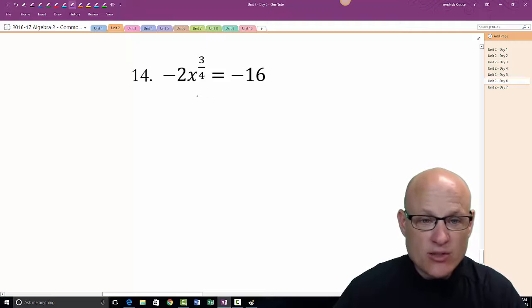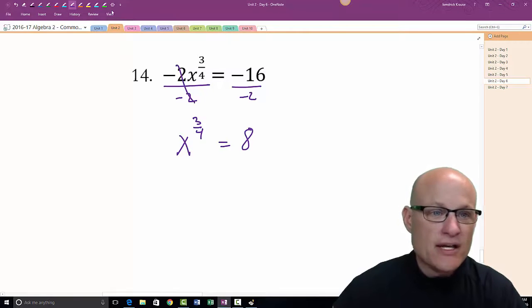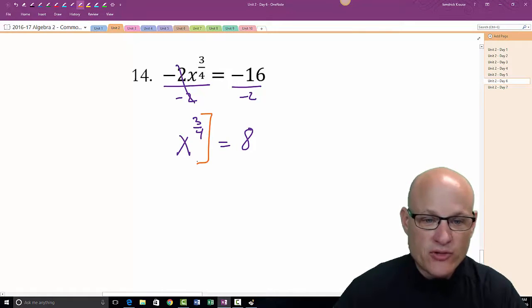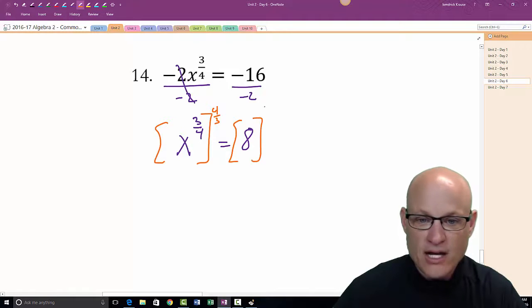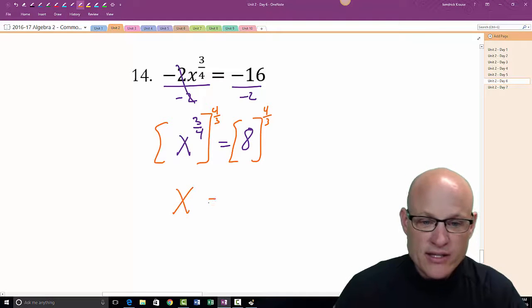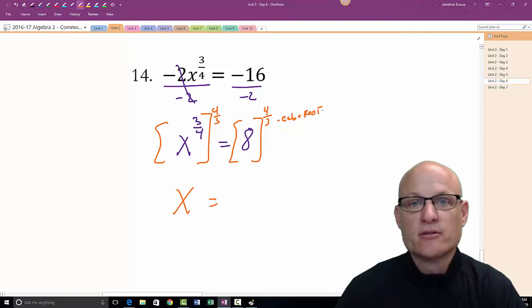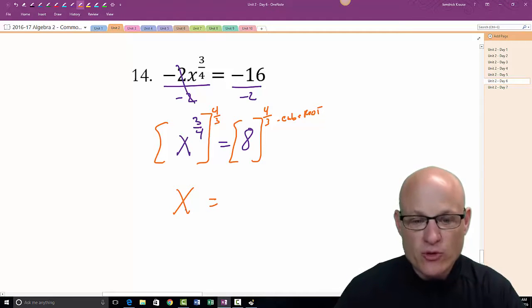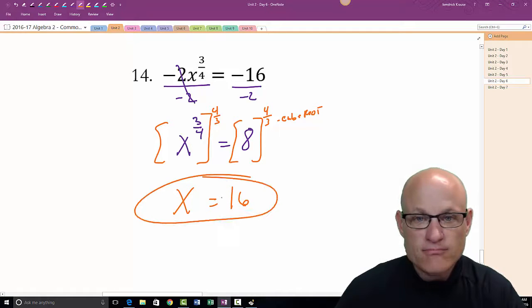Isolate the weird thing. Get the weird thing alone. We're going to divide by -2. We're going to divide by -2. And I get x to the 3/4 equals 8. Now we're going to raise it to the reciprocal, 4/3. Now, at some point, you're going to get good at this, and you're just going to realize what that is. The denominator is the cube root. So what is the cube root of 8? 2. 2 to the 4th power, 16.